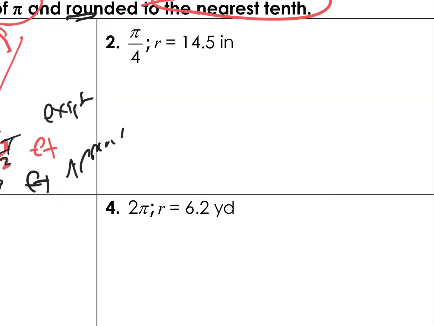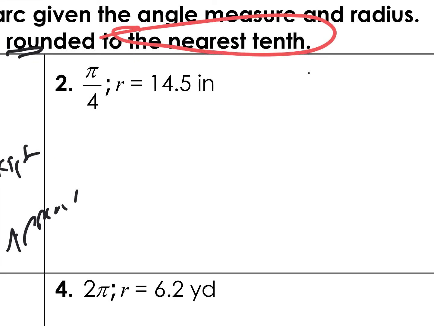Let's do another one. Pi over 4, I asked you to memorize that. Do you remember what that is? It's 45 degrees. That's your friendly neighborhood 45 degree. And so my radius is 14.5 inches. I still have to use the radians anyway. The only reason I drew it as 45 degrees is so that you would see how big it could be. Who knows what pi over 4 looks like? If I remember that it's 45 degrees, then I have an idea.